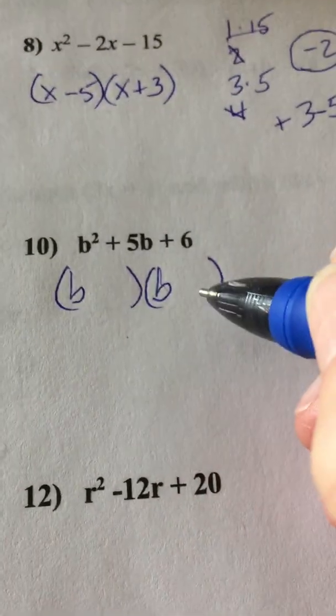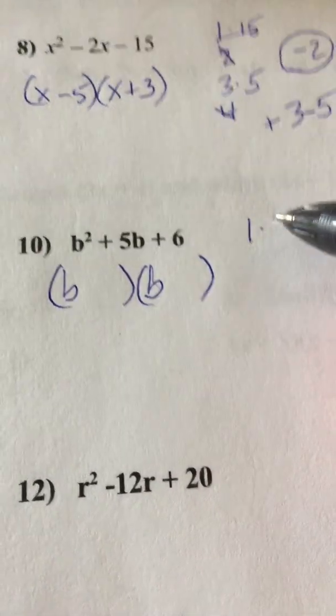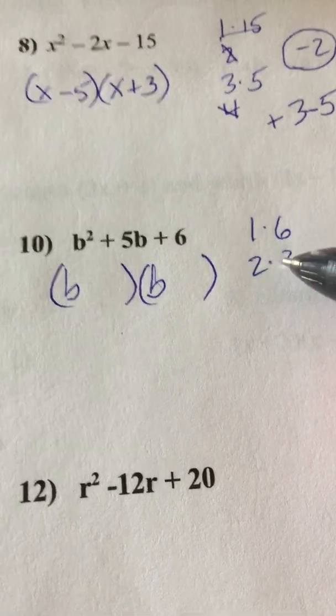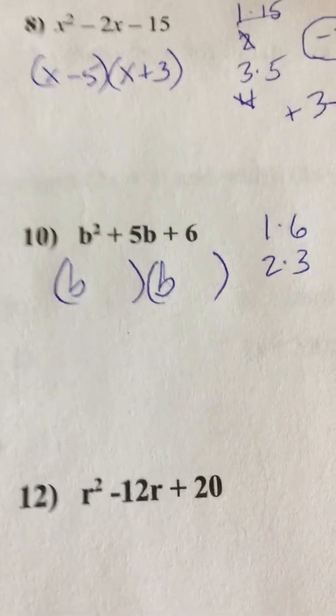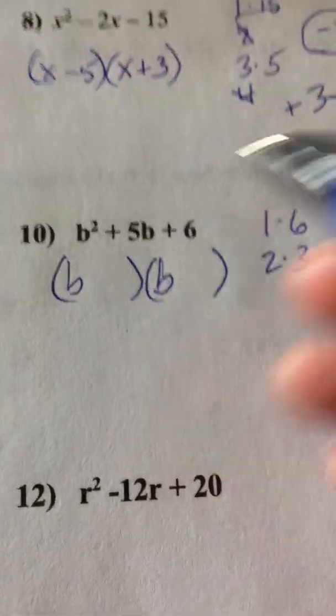And then this number times this number is going to equal my 6. So what are the possibilities? 1 times 6, 2 times 3, and 3 is the next number, and I've already used it. So there's only 2 possibilities, 1 and 6 and 2 and 3. And the middle number is a positive 5.